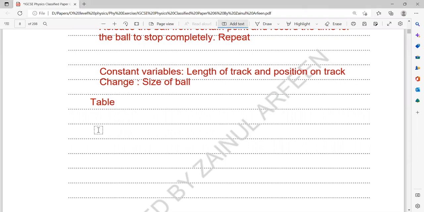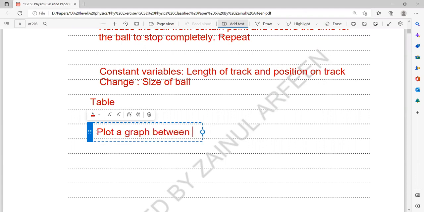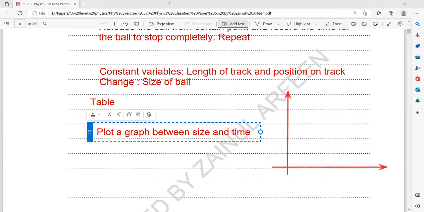It should be plotting because it's an experiment. So plot a graph between size and the time. And normally on the x-axis, we have the independent variable, the variable which does not depend on another. We are changing the size. When we change the size, the time will change. So size should be on the x-axis and time on the y-axis, because size is independent, time is dependent.